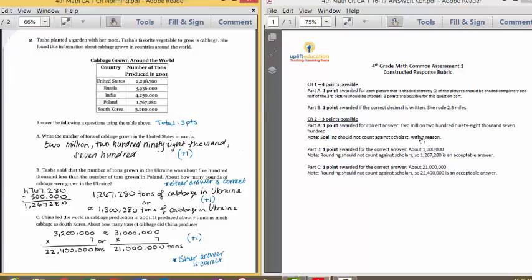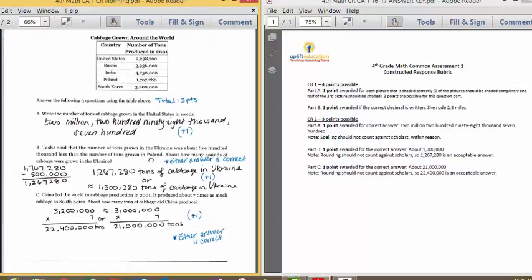As you can see over here, it's written out for you, but spelling should not count against the scholars, but use this within reason. For example, if they leave out the U in thousands, that's okay, but if you can't really tell what the number is trying to say, you cannot award that first point. For part B, they should be awarded the correct answer, which is about 1,300,000.